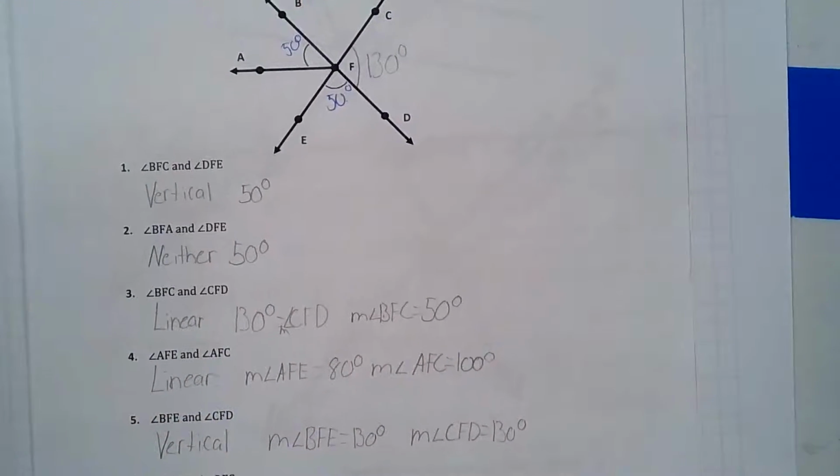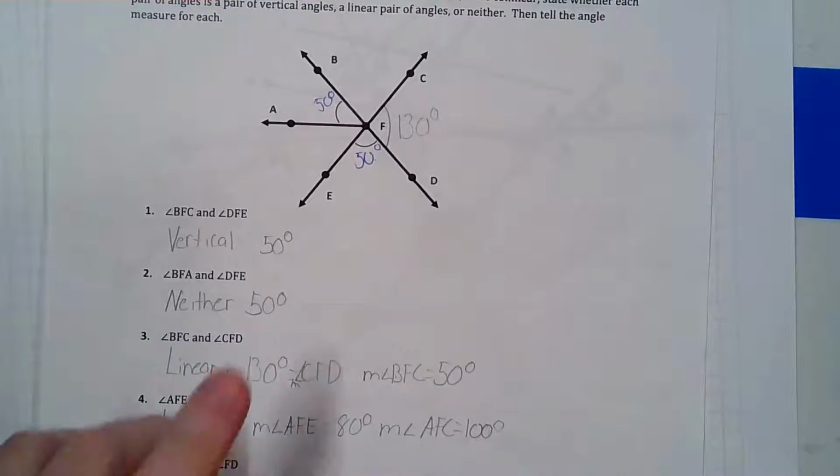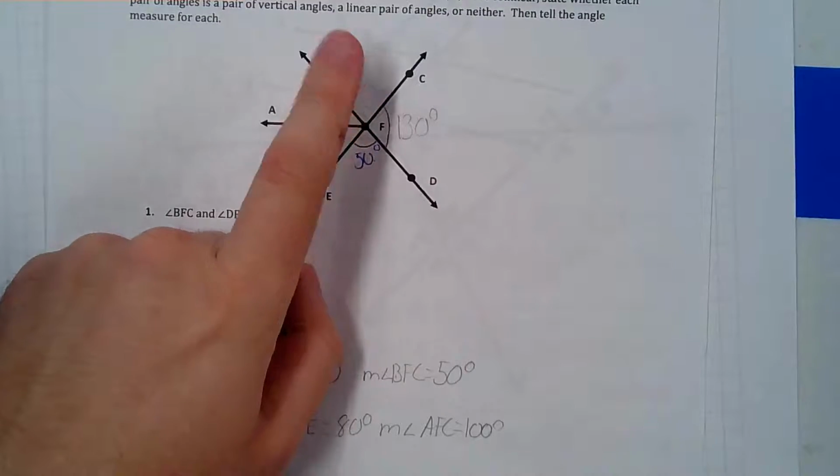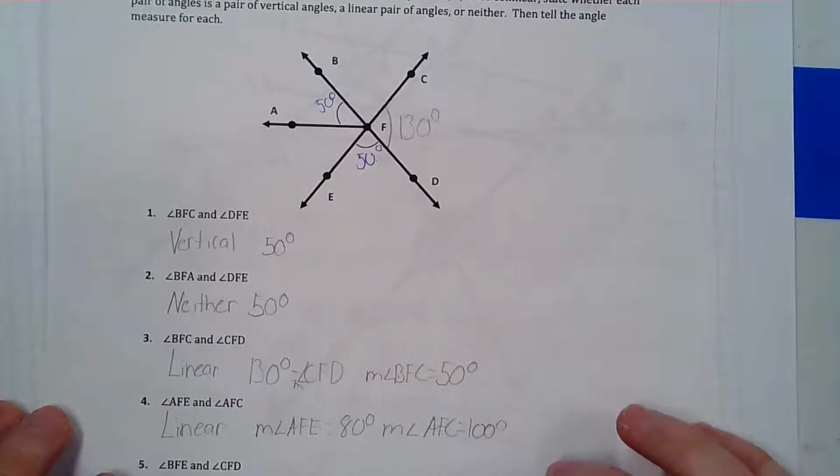All right, number 3, linear. So they add up to 180, right? They're on a line. Lines are 180 degrees, straight angle. So if that one's 130, the other one, actually, we knew the other one was 50 from earlier, right? So that must be 130 by subtraction. So far, so good, Mr.